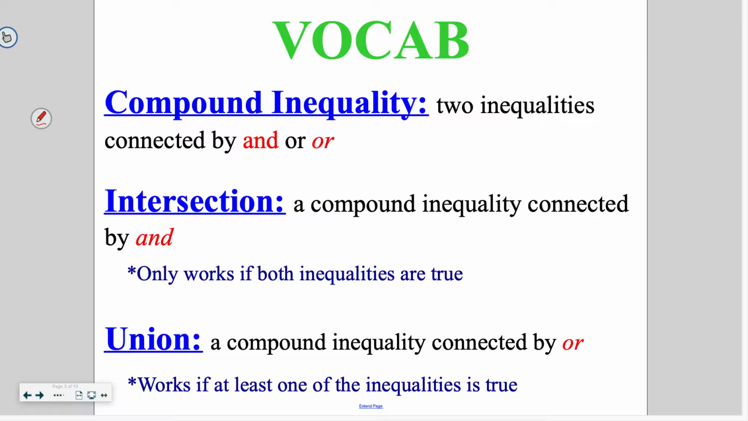the word or. If we're talking about the and case, we call this the intersection because it has to fit both of the requirements. So it has to work for the first inequality and for the second inequality. So both of them have to be true. When we're talking about the union, that means one or the other has to be true. They can also both be true, but it only has to be one of them.